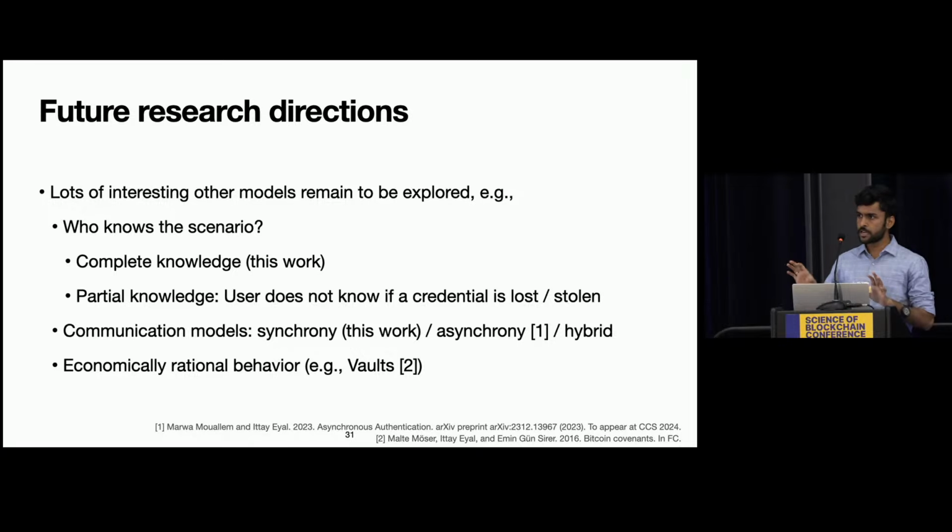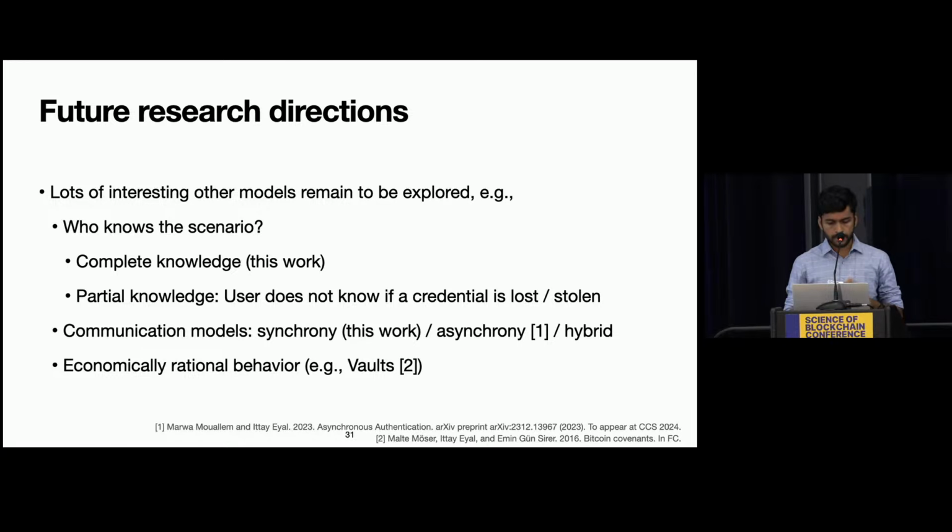As I mentioned at the start, we assume complete knowledge of the scenario, meaning that both the user and the attacker know the exact state of each credential. It may or may not be the case depending on the type of attack you have in practice. So it could be interesting to consider models where the knowledge of the scenario is hidden. Maybe the attacker knows more, or maybe the user knows more. There are many variations that are potentially interesting to consider.